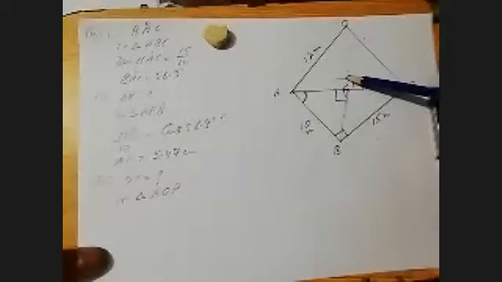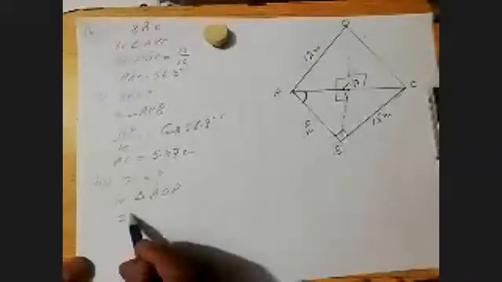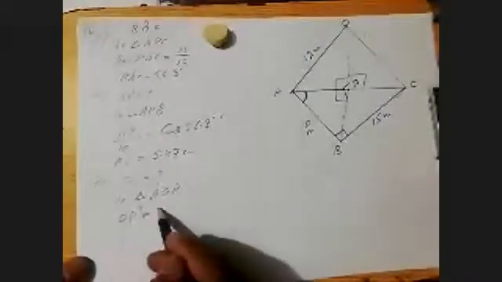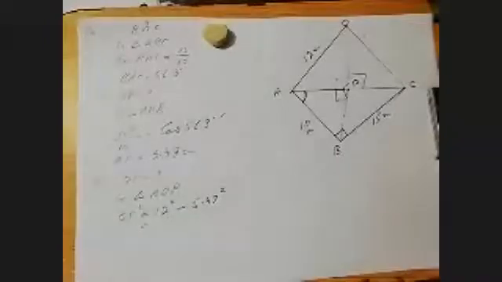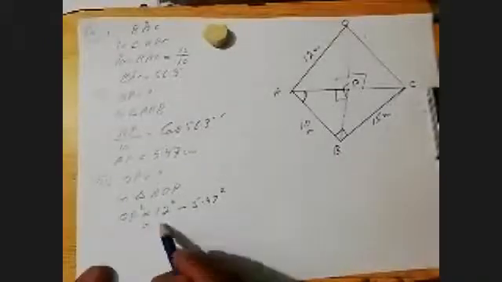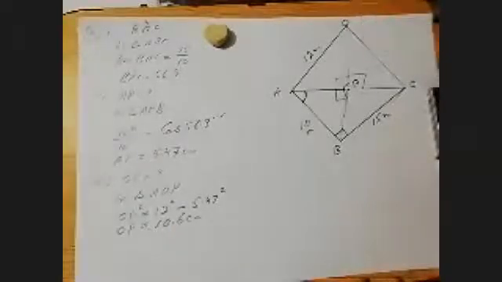Here is the right angle, and AP side is already calculated, which is 5.47. So we can apply the Pythagoras theorem. I am going to apply it directly. OP square is equal to 12 square minus 5.47 square. So 10.6. Thank you so much, bache. 10.6 centimeter is the length of OP. This OP is also calculated.